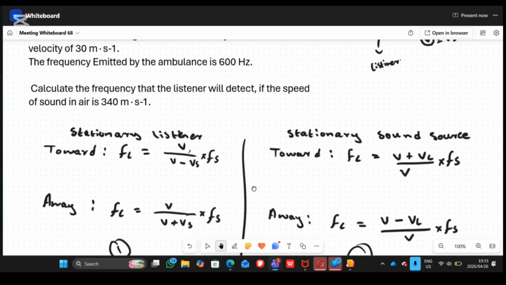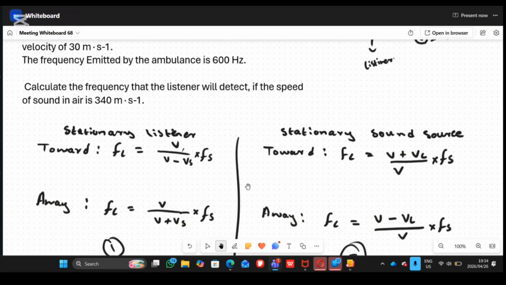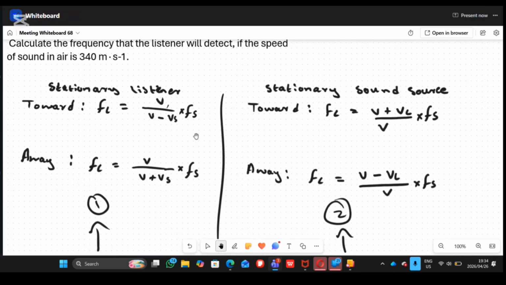I have a question. Yes, you can ask. So for the side of the stationary listener, I was curious about the denominator, on why you said for towards it's V minus VS, and away it's V plus VS. In the first one, the denominator is V minus VS, and in the away, it's V plus VS. I was curious why in this equation it is that way.